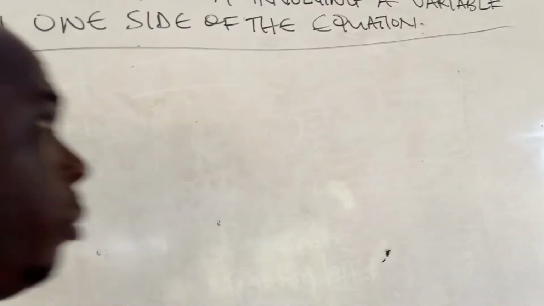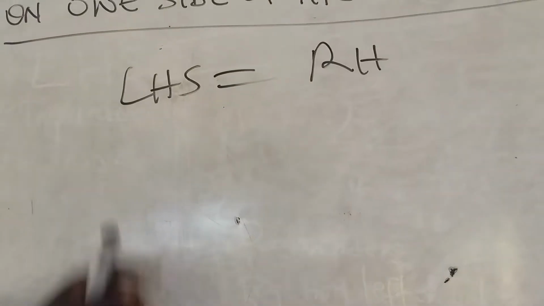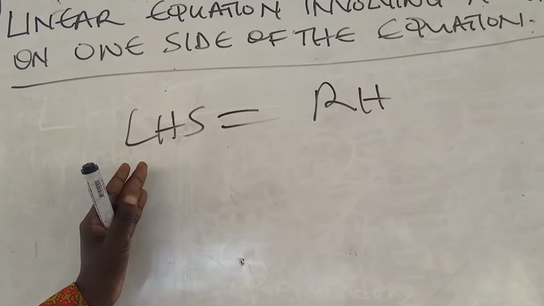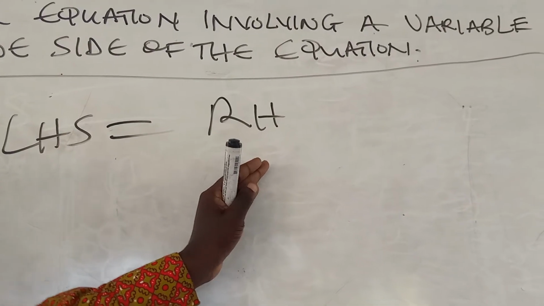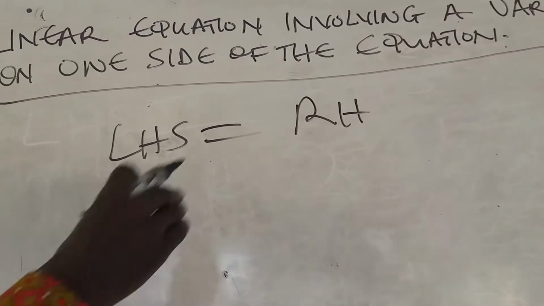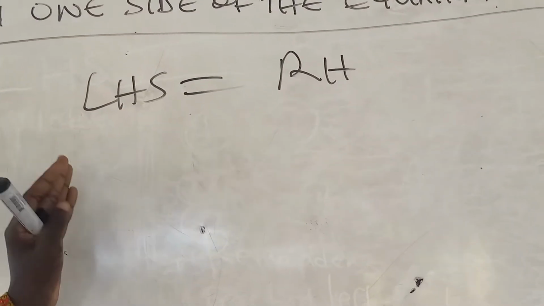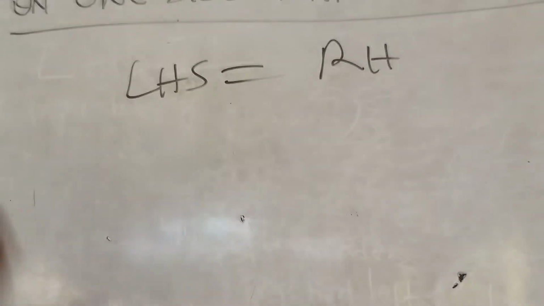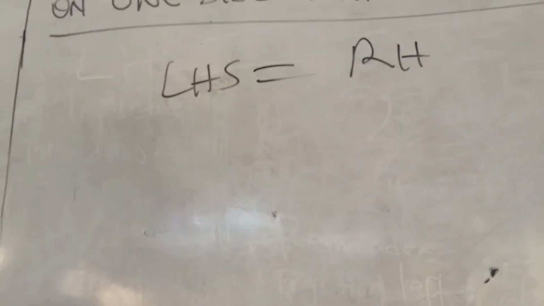So what this heading means is that, I said we have the right hand side of the equation and the left hand side of the equation. This means once you see a variable at the left hand side of the equation, you won't see a variable at the right hand side. And also, if you see a variable at the right hand side, you won't see a variable at the left hand side. So this is linear equation involving a variable on only one side of the equation.